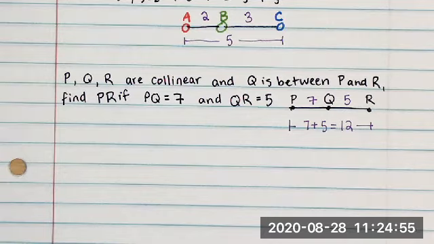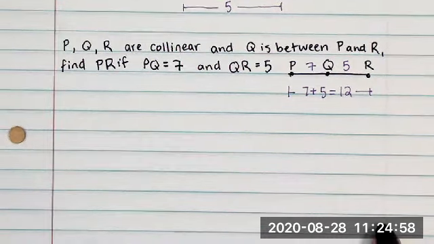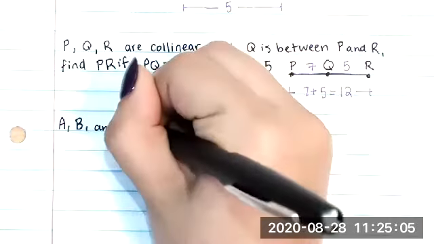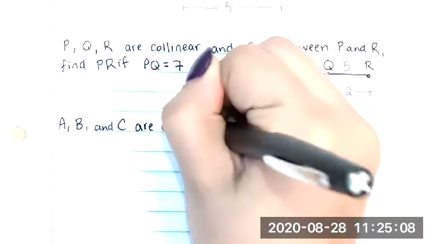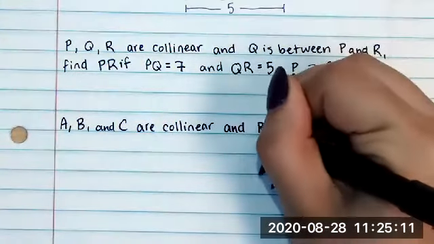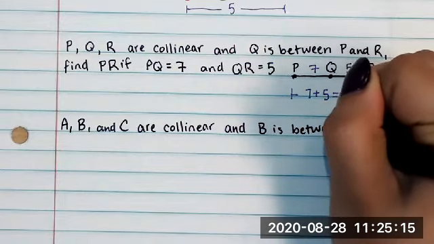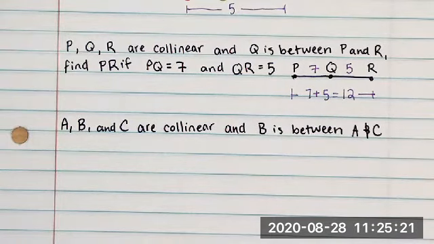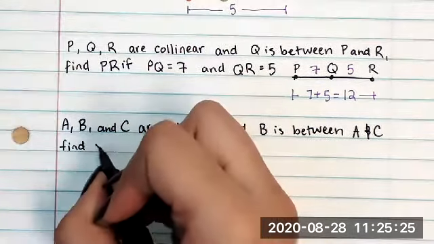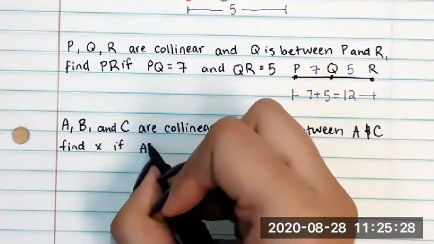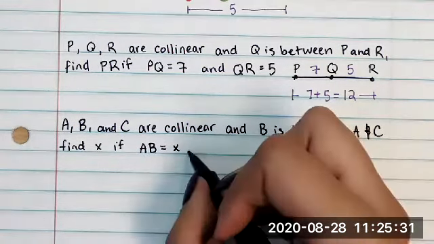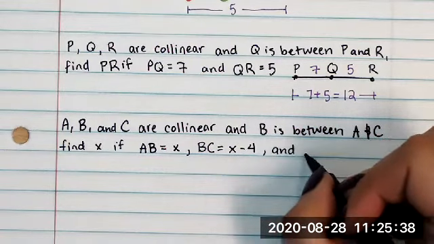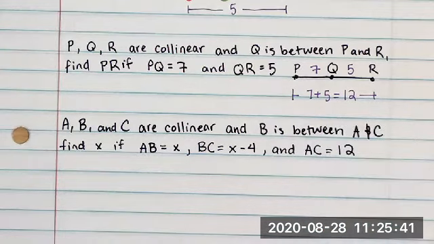But what if they start giving you variables? So maybe let's have a similar problem where A, B, and C are collinear, and B is between A and C. Find X if from A to B is X units long, B to C is X minus 4 units long, and from A to C is 12 units long.